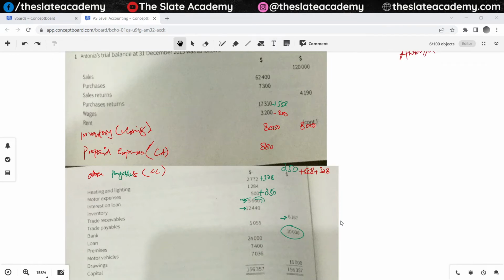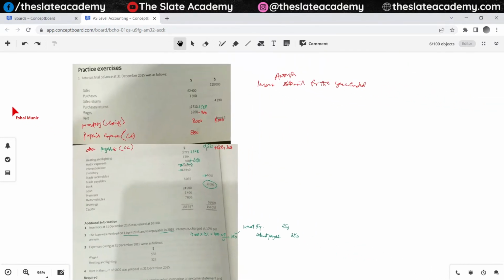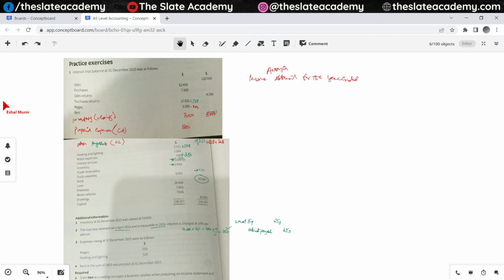Then there is income statement for the year ended 31 December 2015. Okay, ji. The first item that I'll have is sales. How much is sales? 120,000.